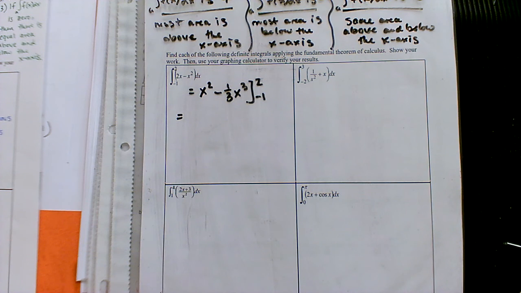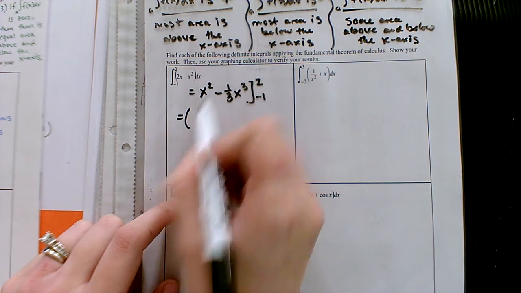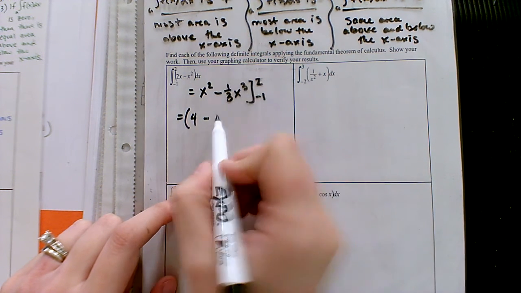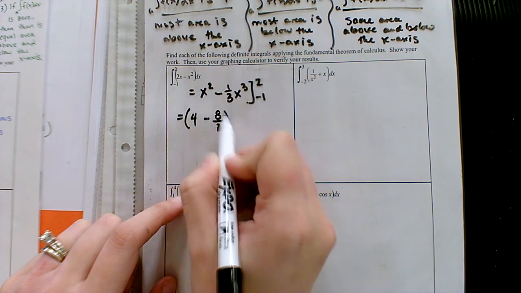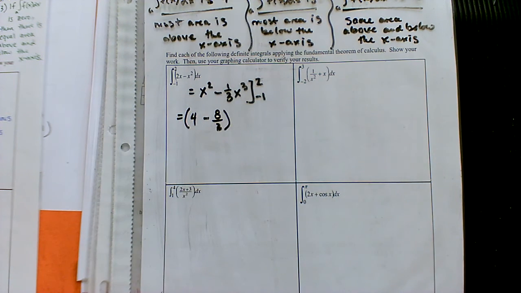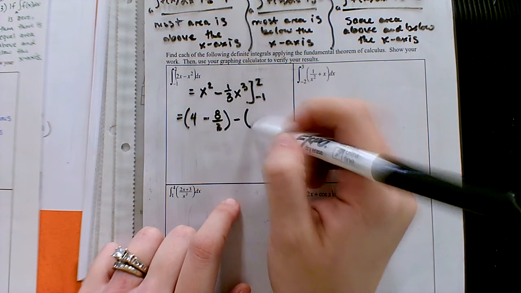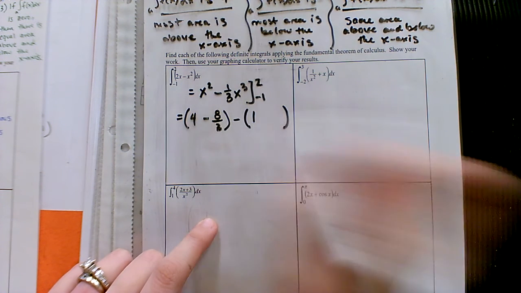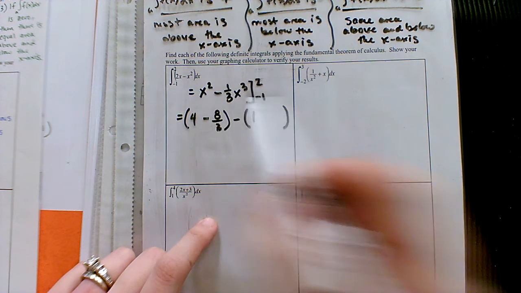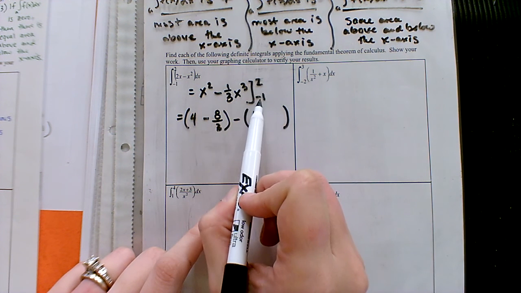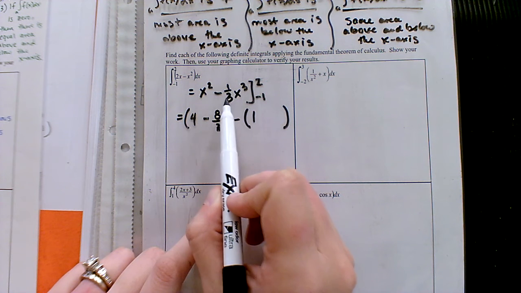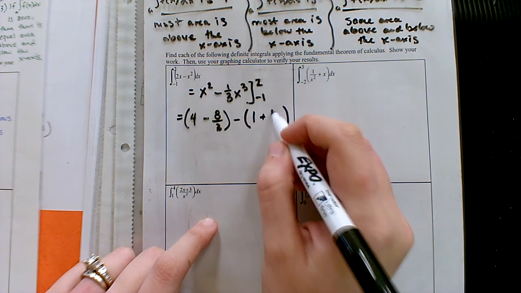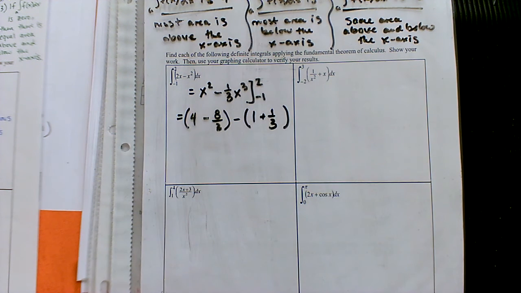Which one do we plug in first? 2. All right, 2 squared, 4. 2 cubed is 8, and then we have to divide it by 3. Next, we'll subtract what we get when we plug in the bottom bound. So -1 squared is 1. And then if we cube -1, it's still -1 divided by -3. So change to a positive 1/3.